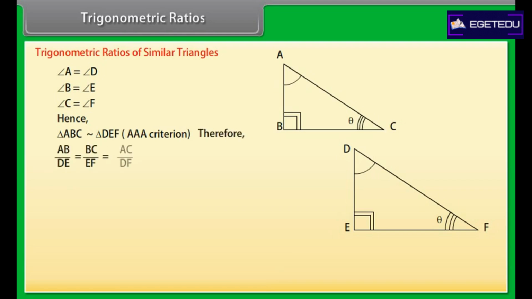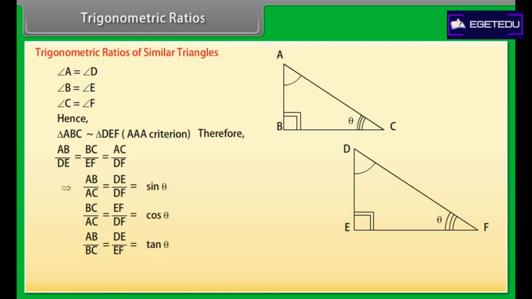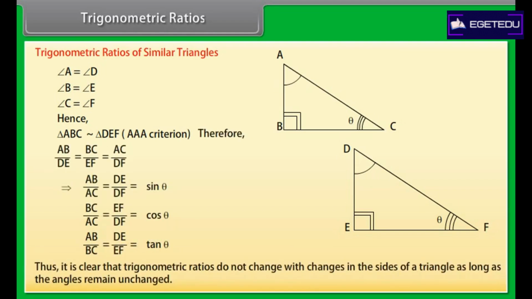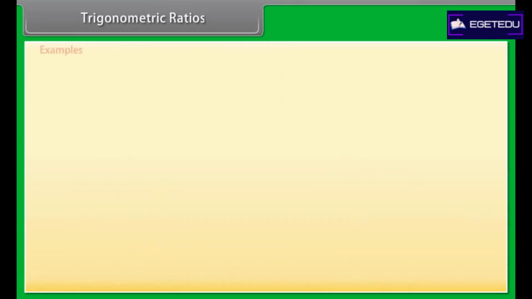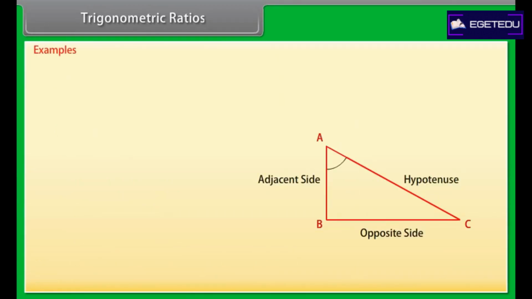Therefore, the corresponding sides of the two triangles are proportional. Thus, it is clear that trigonometric ratios do not change with changes in the sides of a triangle as long as the angles remain unchanged. Examples. Let us look at some examples to consolidate our understanding of trigonometric ratios.